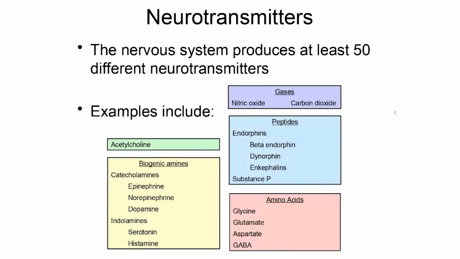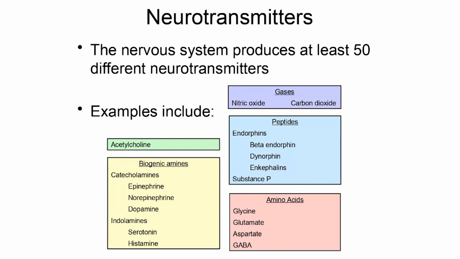So here's just another slide that looks at neurotransmitters a little bit, just to give you some idea of the variability that we see in neurotransmitters in the body. There are at least 50 different chemicals in the body that act as neurotransmitters, and we're discovering new ones all the time. So I've just got a list here of some examples. Acetylcholine is one that we've talked about already. That is the neurotransmitter that's used in skeletal muscle contraction.